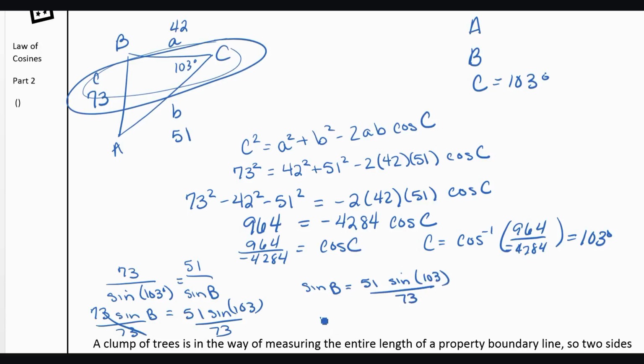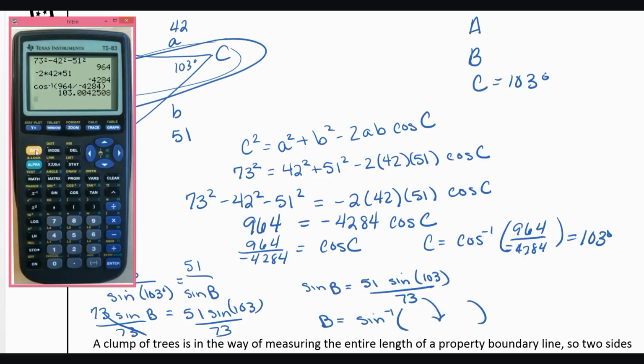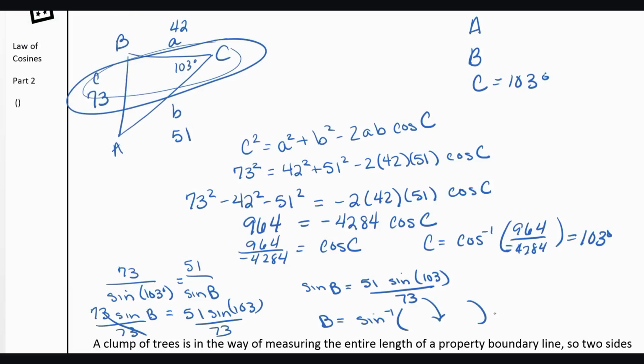And then we need to take sine inverse. So b is going to be equal to sine inverse of this stuff right here. So we can do sine inverse of 51 sine of 103 divided by 73. So we get 42.9 degrees.